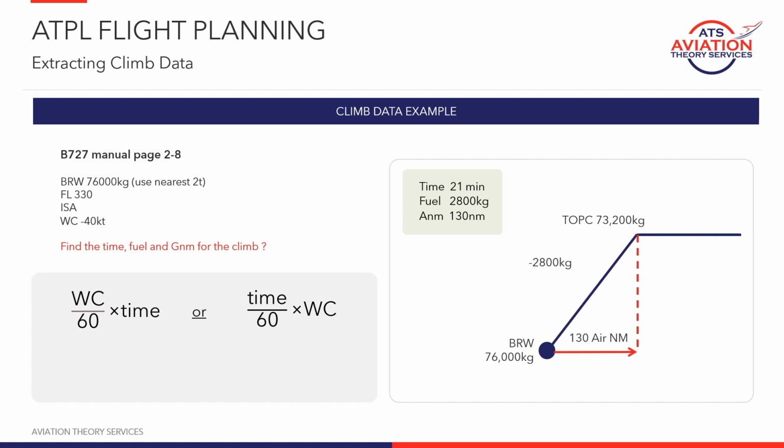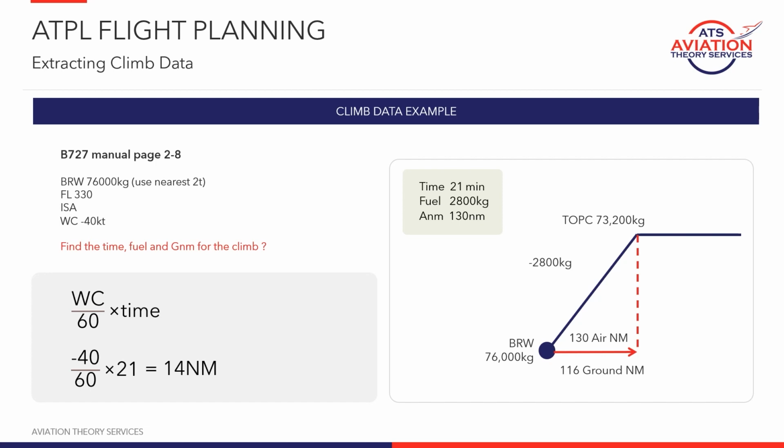So for this scenario, we have 40 knots divided by 60 multiplied by 21 minutes. That gives us 14 nautical miles. So we have to adjust our nil wind distance by 14 miles to get ground distance. We've either got to add it or subtract it depending if it's a head or a tailwind component. In this case, it's a headwind component, so we'd reduce the distance covered by 14 miles. That would give us a ground nautical mile coverage of 116 miles rather than nil wind conditions of 130.